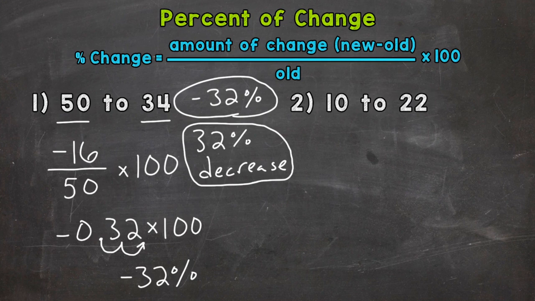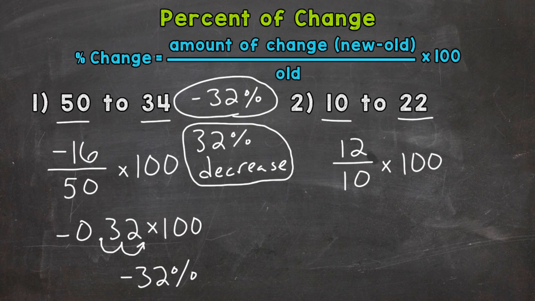Let's move on to number two, where we have 10 to 22. So we can see that we have an increase there. We started with a 10 and now we have a 22. So let's plug our numbers in and see exactly what the percent of change is. So the new number is 22. Subtract the old to get the amount of change. So we're going to get 22 minus 10 is 12. Divide by the old or original number of 10, and then multiply by 100 to convert that to a percent.